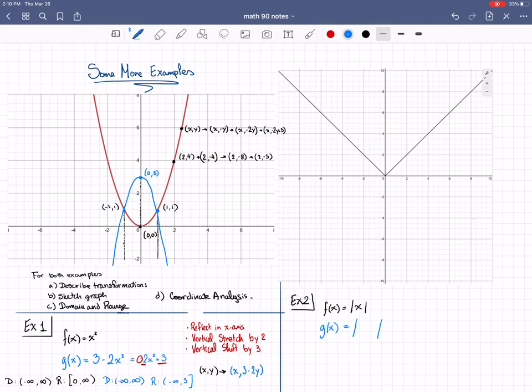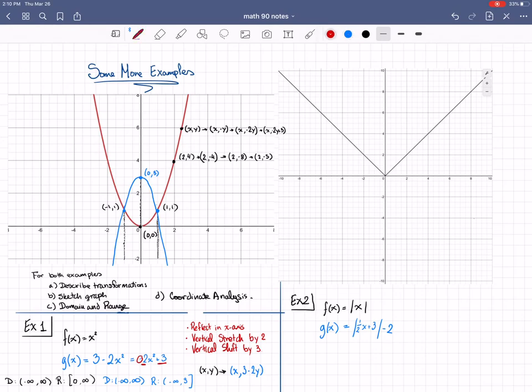So we're starting with the absolute value of x. And we have, for g of x, I want to look at the absolute value of 1/2 x plus 3. Okay? And then just for fun, let's stick a -2 on the outside.